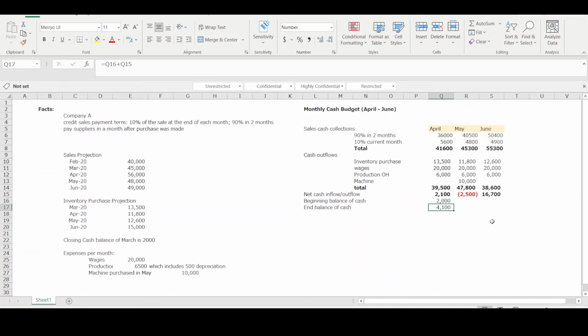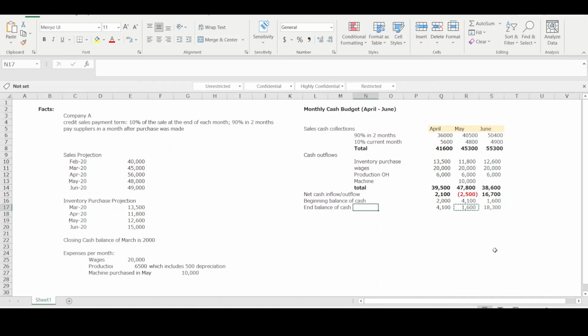Then the same logic applies. The end balance of April is also the beginning balance of May, so you can see the same number here. Now you can calculate the end balance of cash for May, which is the beginning balance plus any change, right? And then 1,600 is the end balance of May, which will be our beginning balance of June. And then, same again, we can calculate the end balance of cash for June.